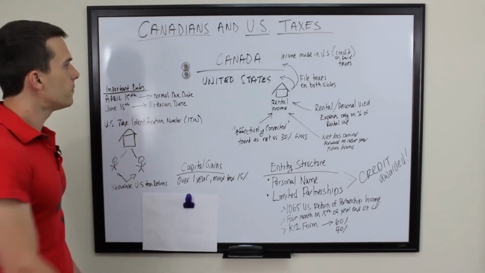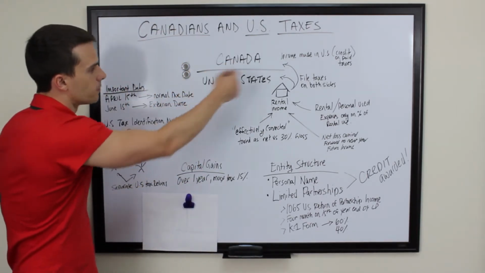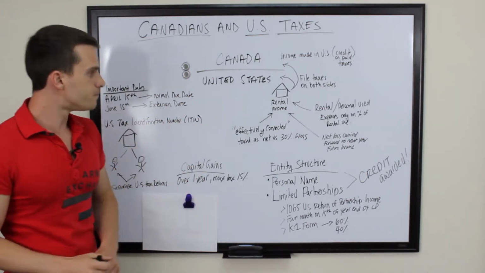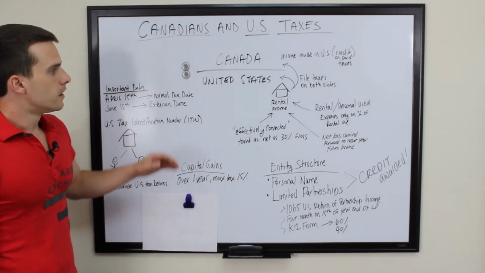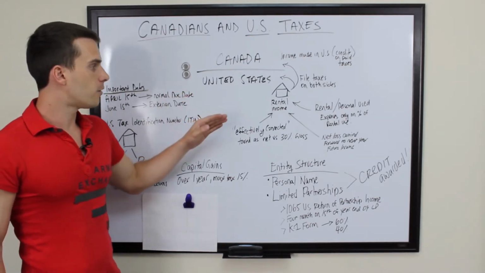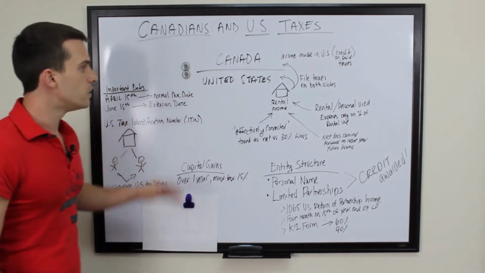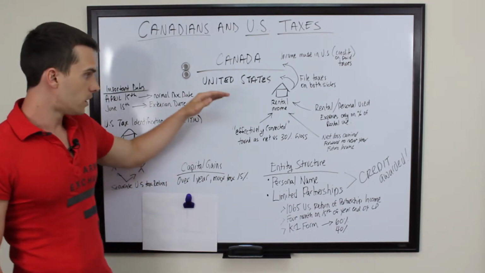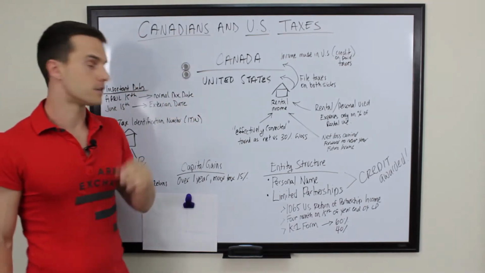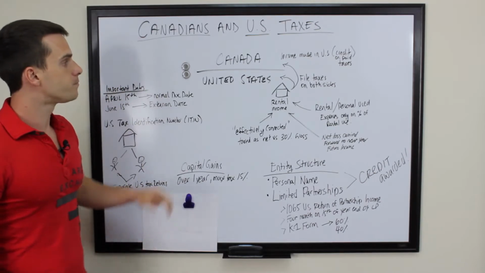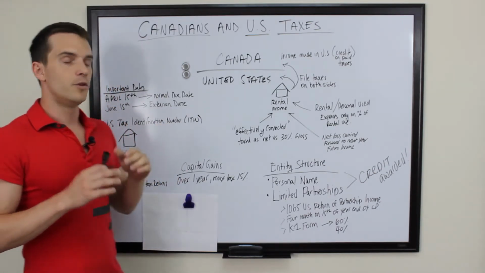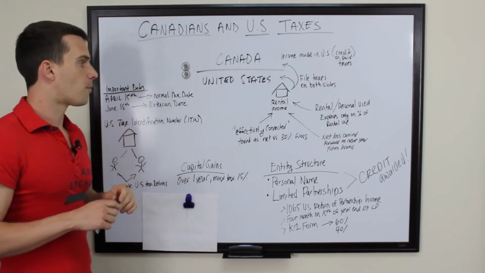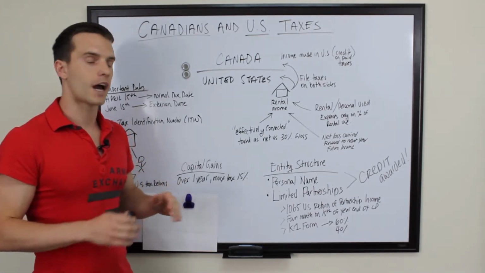Here's my little diagram. Basically on the top we've got Canada, that's the border, that's the US. Here's my little rental property on the US side. Any rental income you make on the US side, you need to file taxes on the US side as well as the Canadian side. A lot of issues come up. People talk about this double taxation. If you don't set up your income property correctly, yes, there will be double taxation.